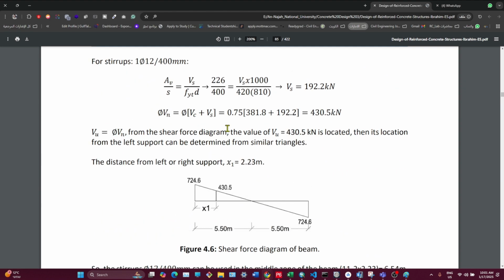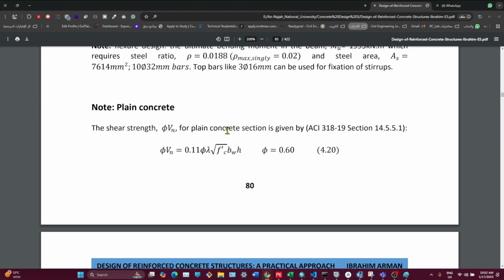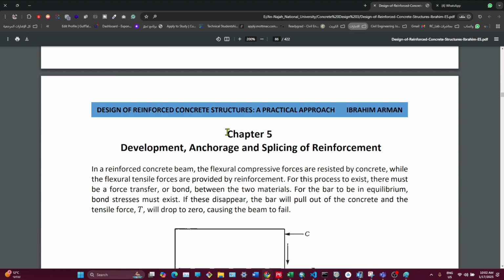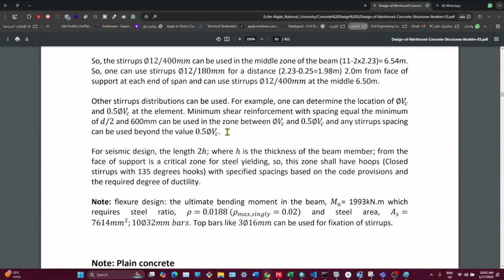Okay, so I think it's perfect for now, and we can stop here. In the next lecture, we will design a beam and column for ETABS modeling, and then we will compare the manual design and the ETABS solution to make sure everything is good.